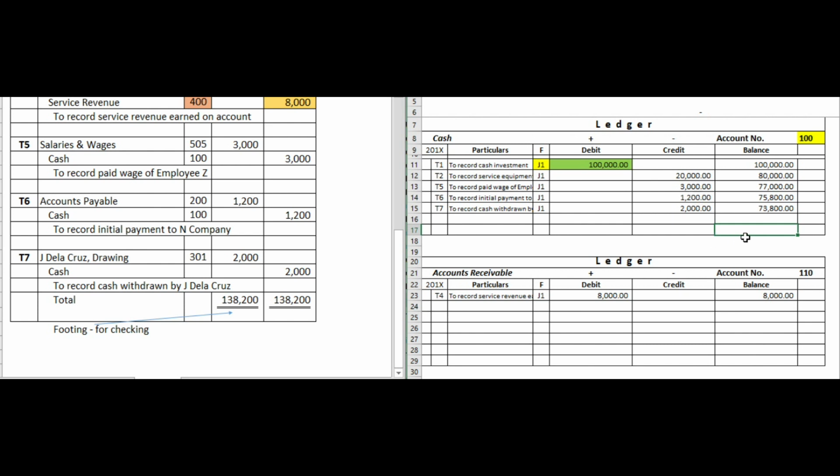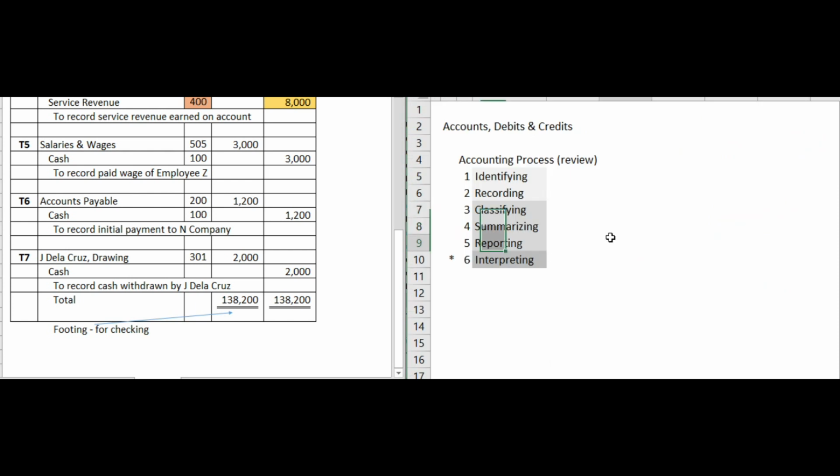Sir, ano lang gagawin natin after? Okay? Remember yung introduction natin kanina. Nandun na tayo sa accounting process. Doon na tayo, pagkatapos natin mag-classify, sasummarize natin. Ang tawag natin dito is trial balance. This is journal. This is ledger. And we have now the trial balance. Ayan. Summarize natin yung mga natapos nating ledgers.